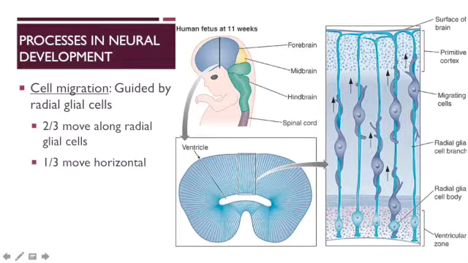So there are radial glial cells here on the edges that are radiating out from the ventricles, and these migrating cells travel along these radial glial cells out to where they need to be. They're guided, and about 2/3 of them move along the radial glial cells, and about the remaining third move in a horizontal fashion.